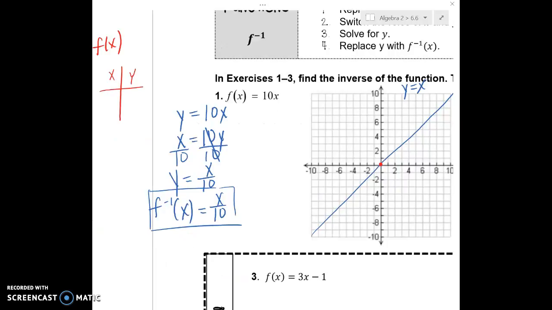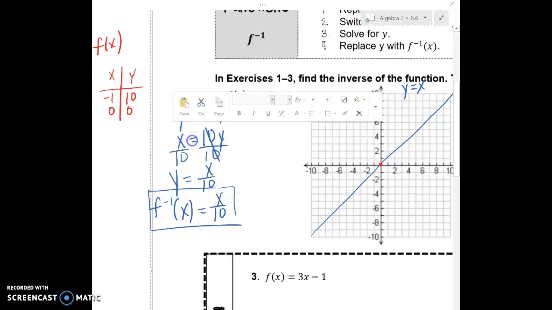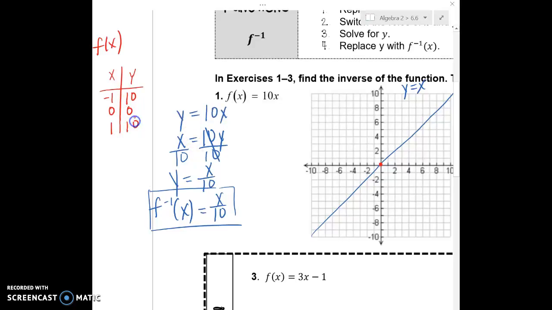Next, I want you to draw the function. In order to do that, you need to make a table with random values of x and y. I'm going to pick negative 1. If x was negative 1 and you plugged it into this function, y would be negative 10. If x was 0, then y would be 0. If x was 1, then y would be 10. Go ahead and plot those points and then draw.